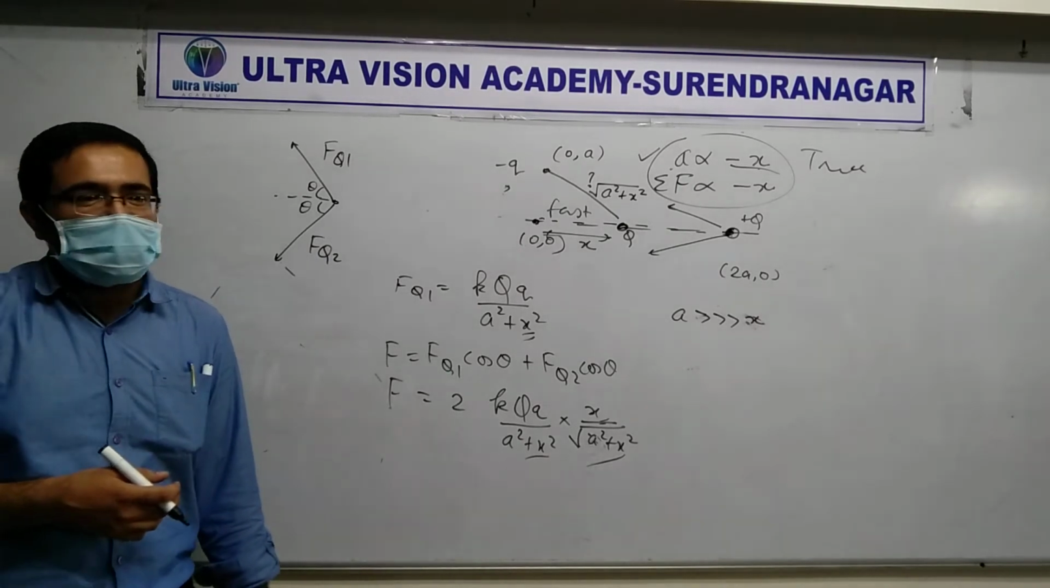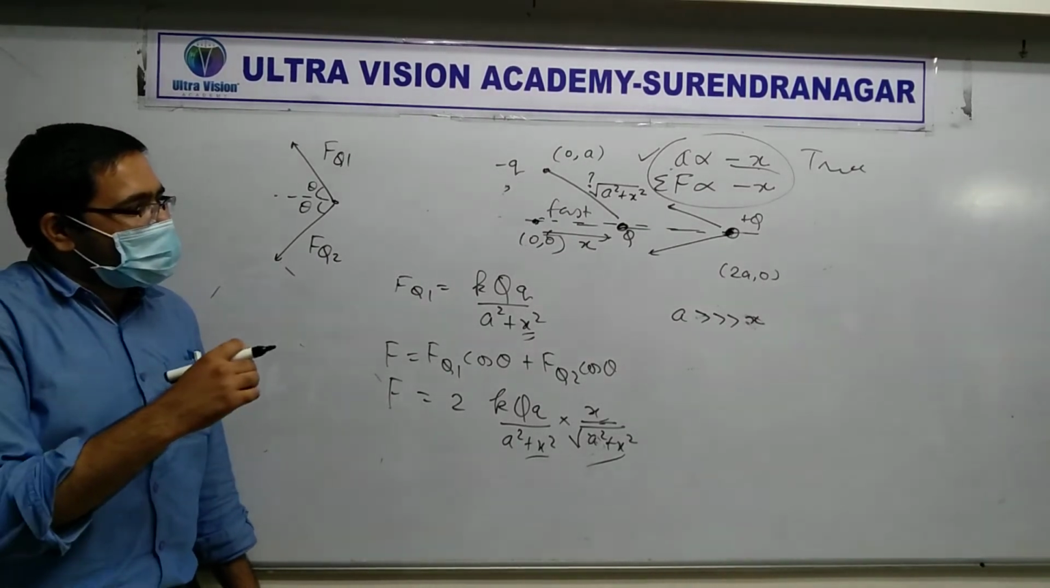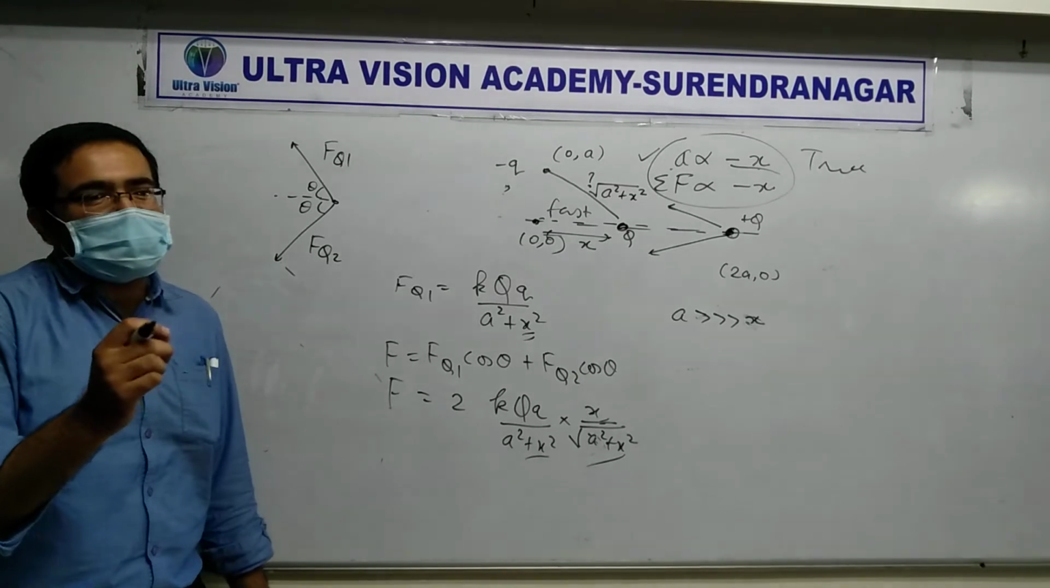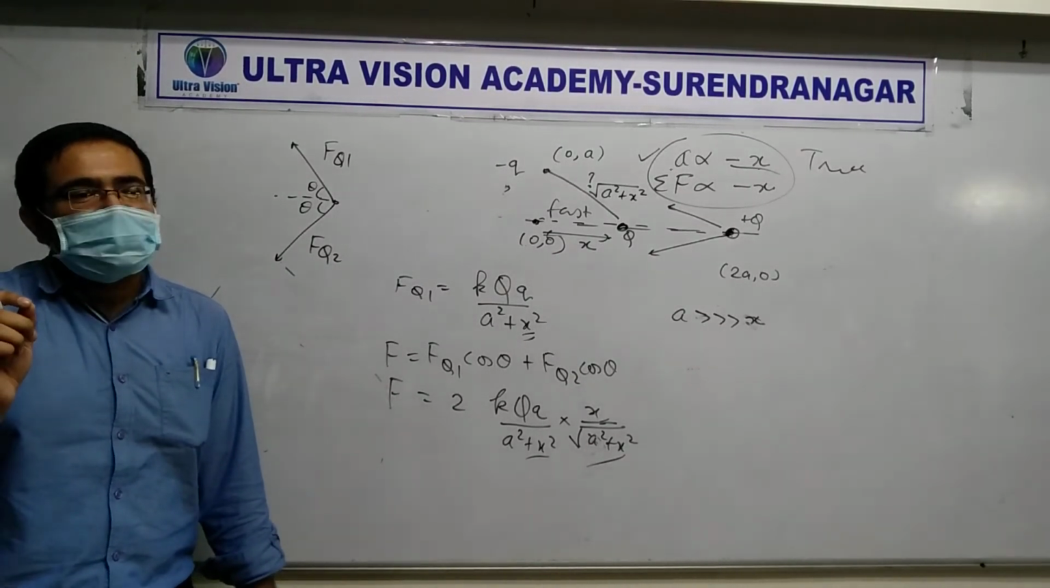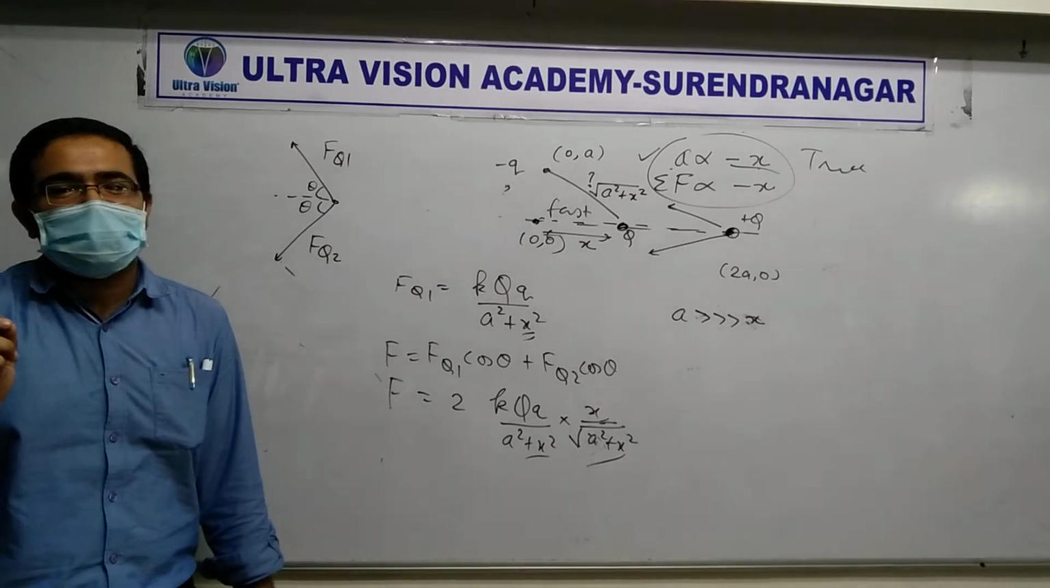SHM. Then question 2, write it like this. A particle of charge plus q is released from a small distance from origin. Find the time period of its oscillation.